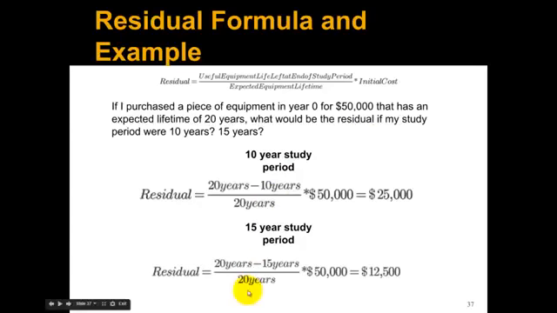If we look at a 15-year study period, we do the same exact thing, except now instead of the 10 years we've used the equipment, we've used it for 15 years. So basically, we only have 1/4 of the benefit left out of this equipment, or $12,500. If you think about this, the way we're going to calculate the residual is very simplified. You've probably heard that if you drive a car off a lot, it loses a lot of value the day you drive it off the lot. So there definitely are different ways to calculate the residual, but we're going to make this simplifying assumption.